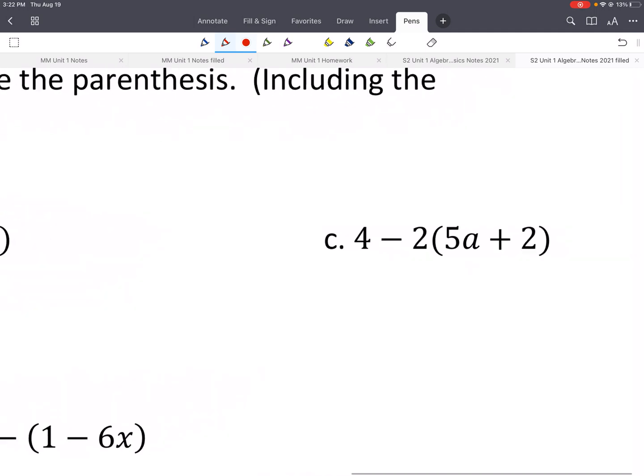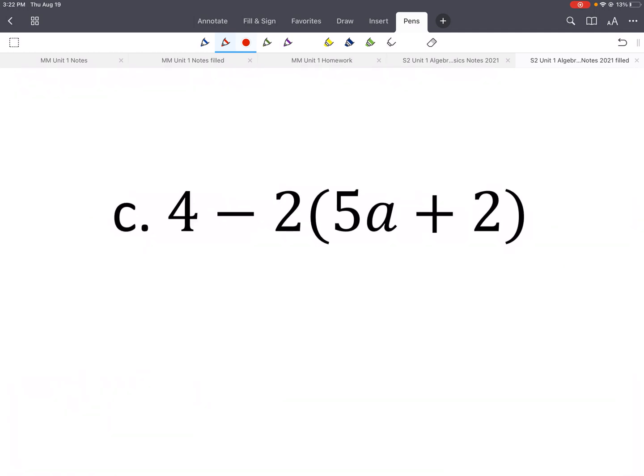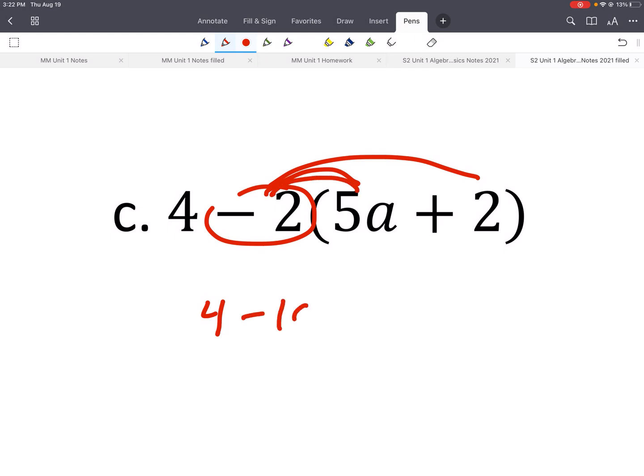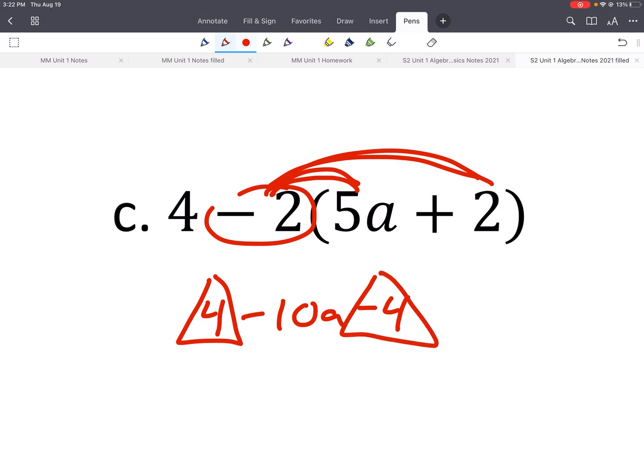Here's another example. Just make sure you follow PEMDAS. So we always do our multiplication first. So we wouldn't want to subtract that first. Multiplication first. Distribute. Use the distributive property. So we'd have 4 already. And then negative 2 times 5 is negative 10a. And then a negative 4. Then we can combine like terms. So that's a like term, that's a like term. Looks like they cancel out, and we end up just getting negative 10a.